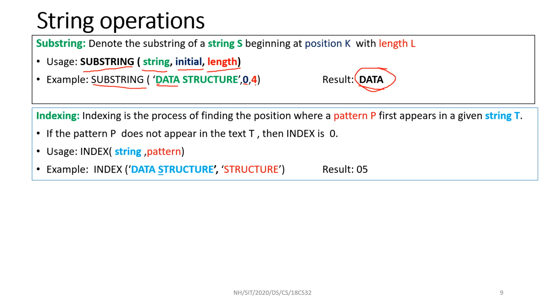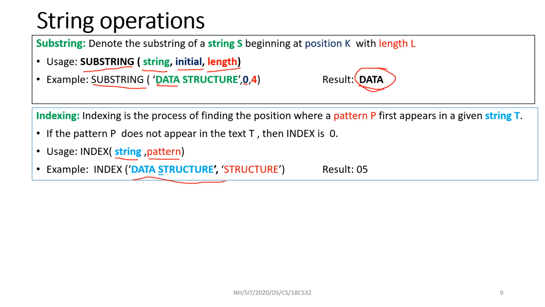The second operation is indexing. We are going to find a string, which we call a pattern. We are going to find the position of that pattern in the string. For that, we have to pass two pieces of information: the original string you are going to compare against, and the pattern you are going to check. If this pattern is there in the string, then it returns the position of the first character of that pattern in the main string. We'll take one example.